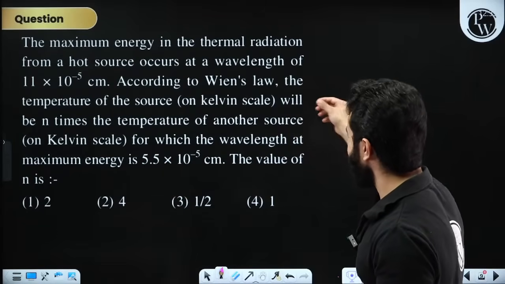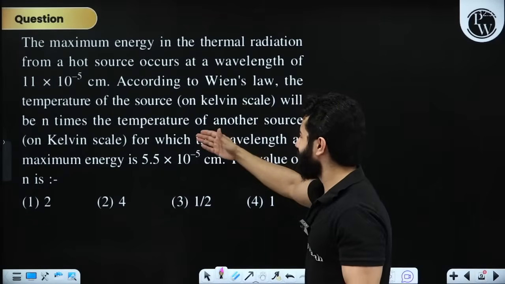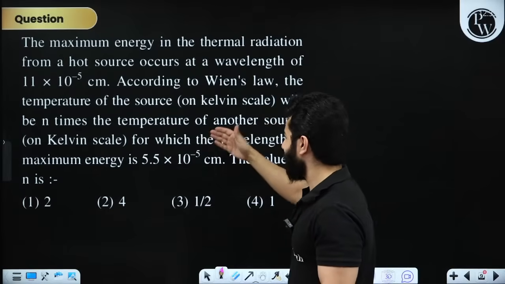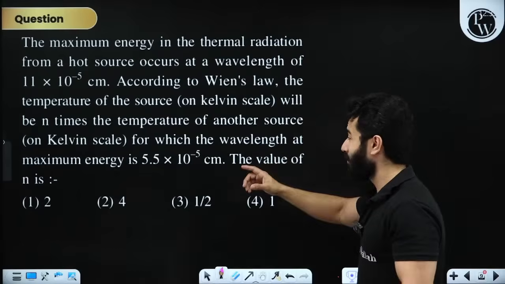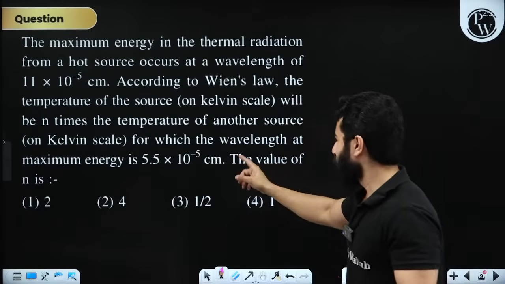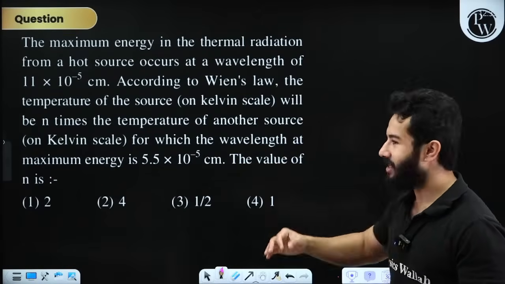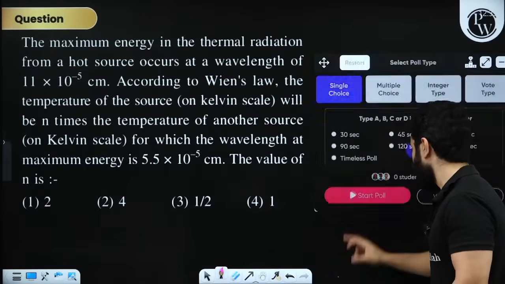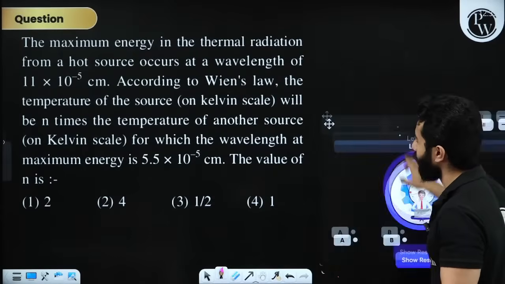According to Wien's law, the temperature of the source will be n times the temperature of another source on Kelvin scale, for which the wavelength at maximum energy is 5.5 into 10 to the power minus 5 centimeter. The value of n is, I'm starting the poll. Let's start. 60 seconds will be fine.